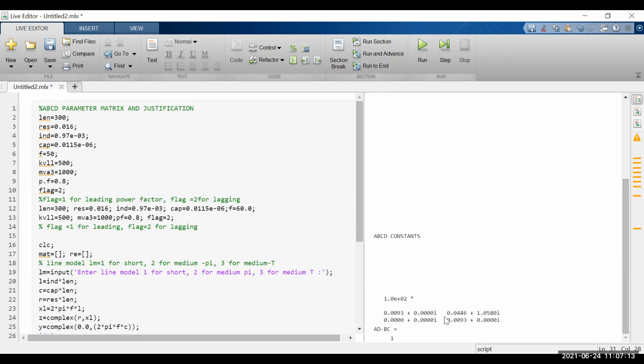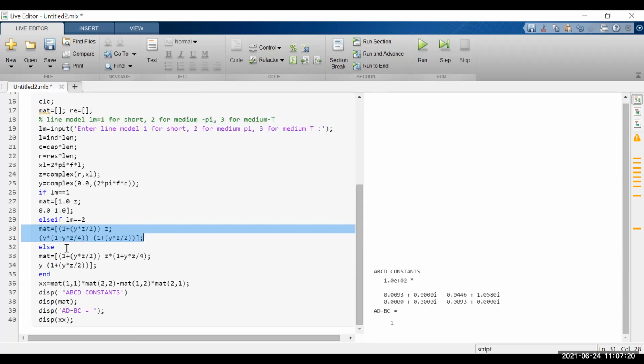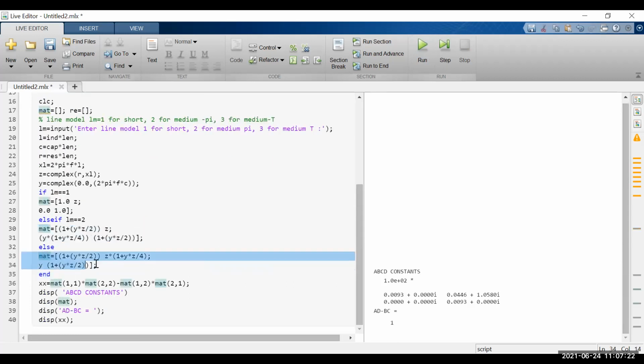Again, 0.943, 0.4666, this, and this, and this. Okay, we got this value from this equation. Your y is your 0. So these data are coming. So this is all about this particular segment.